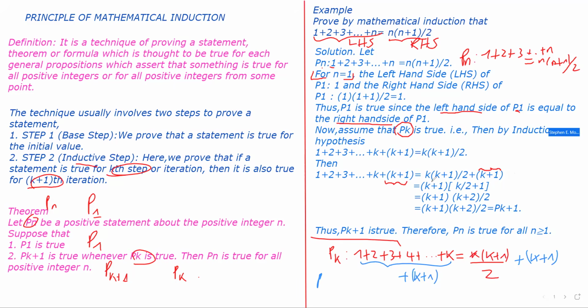So you can factorize k plus 1 out, and then if you do that, you'll be left with k over 2 plus 1 in brackets. And if you have k over 2 plus 1 in brackets, you can write that as k plus 2 over 2. And then you multiply it with your k plus 1. So in essence, you have k plus 1 into brackets, k plus 2 into brackets over 2. And this is exactly corresponding to your Pk plus 1 value. So we say that since Pk plus 1 is true, then we can say that Pn is also true for all n greater or equal to 1.